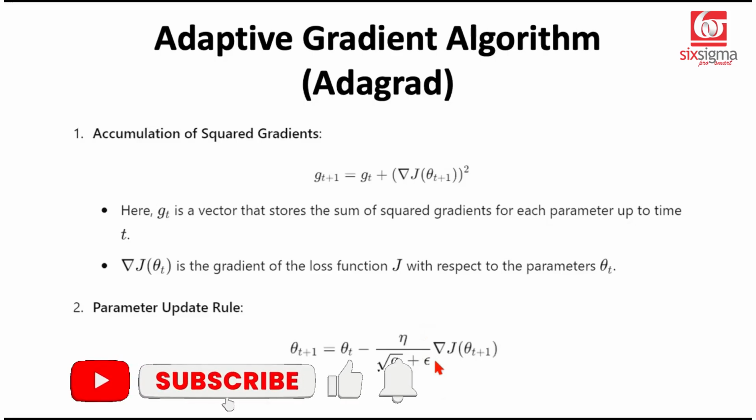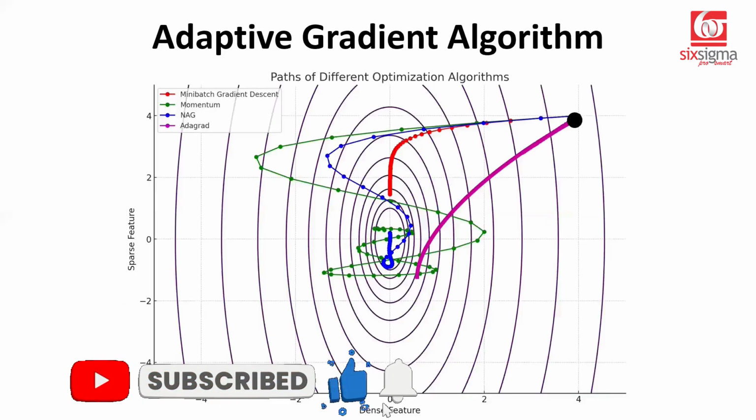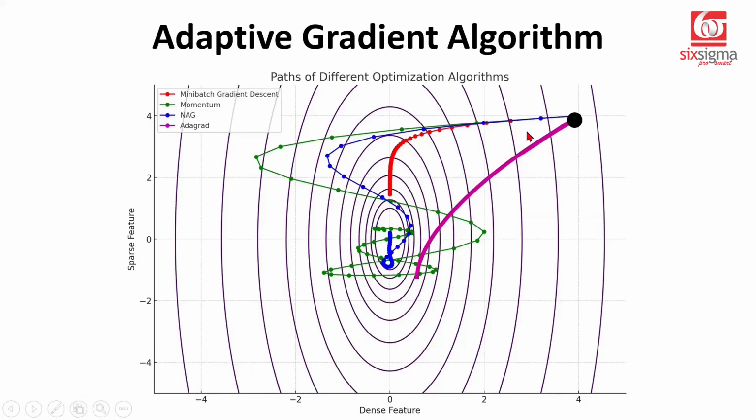Let's see this a little more visually, and that'll give you more confidence. So this nicely puts a comparison between different approaches that we have seen so far. Imagine this circle here, the black circle is the starting point, and somewhere at the center of this circle is where we have the optimal point where we want to converge. If you see the classic algorithms like the mini-batch gradient descent in this red color, the momentum-based gradient descent in this green color, and the Nesterov Accelerated Gradient in this blue color, all these tend to make a lot of progress in the direction of the dense features.